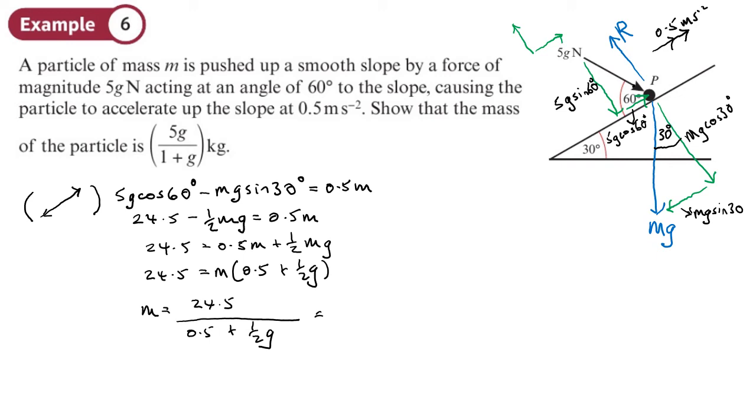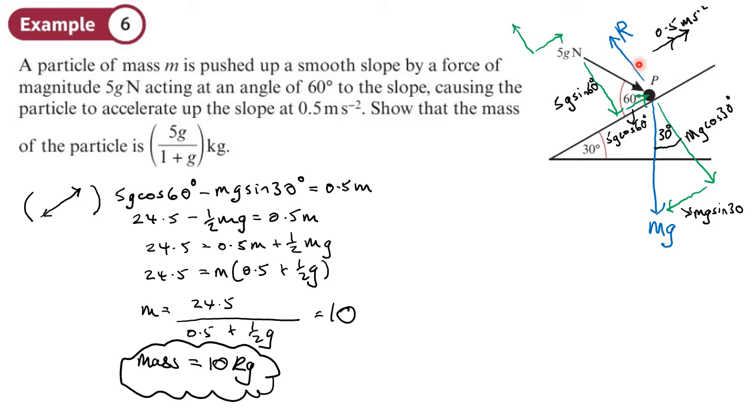24.5 divided by (0.5 plus 0.5 times 9.8), and I get 10. So the mass of this thing is 10. Now, I didn't even need to look at the forces in this direction. I didn't even need to use that. It was there if I needed it, but in that direction there's only one unknown, and that unknown is m. We know everything else, so that did the job.